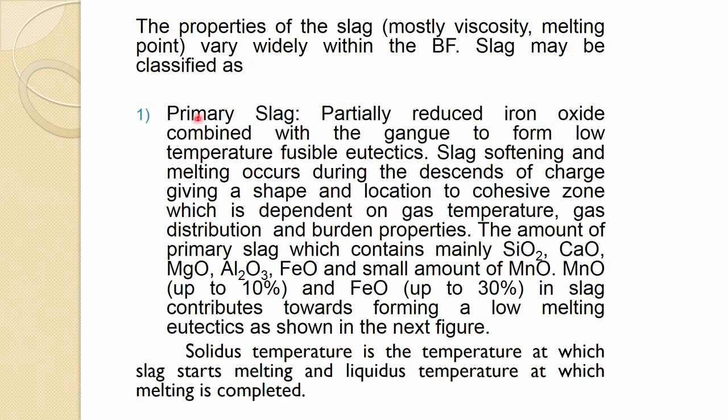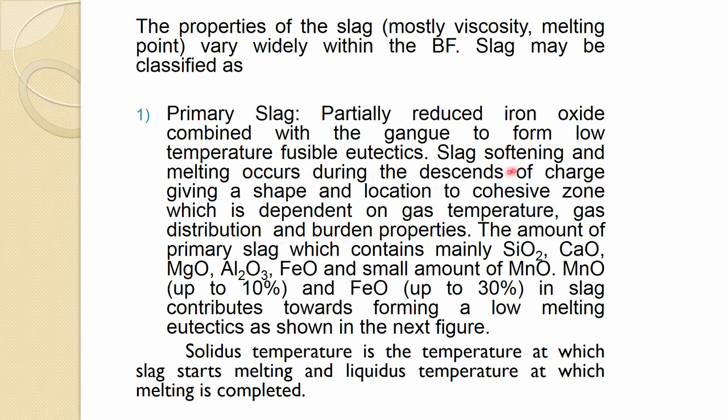Slag may be classified as primary slag, and what is it? This is partially reduced iron oxide combined with the gangue to form low temperature fusible eutectics. Slag softening and melting occurs during the descent of charge, giving a shape and location to the cohesive zone, which is dependent on gas temperature, gas distribution and the burden properties.